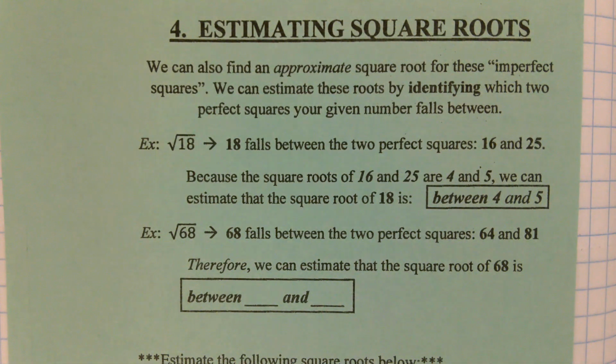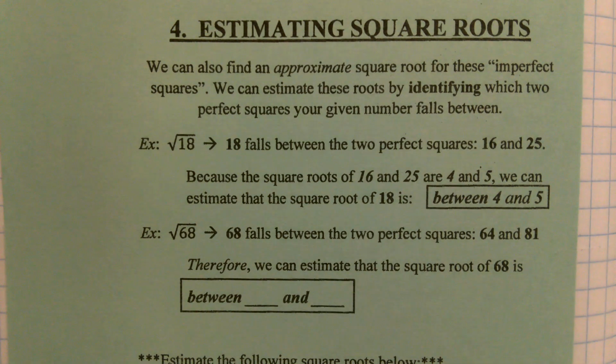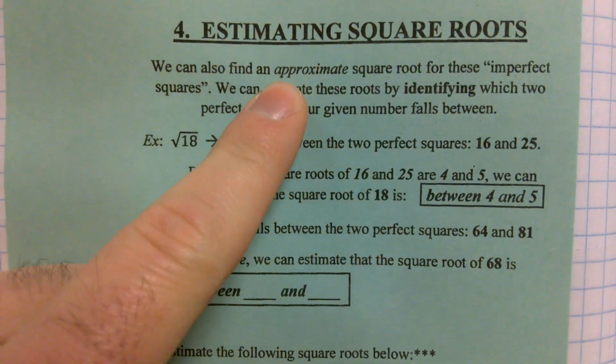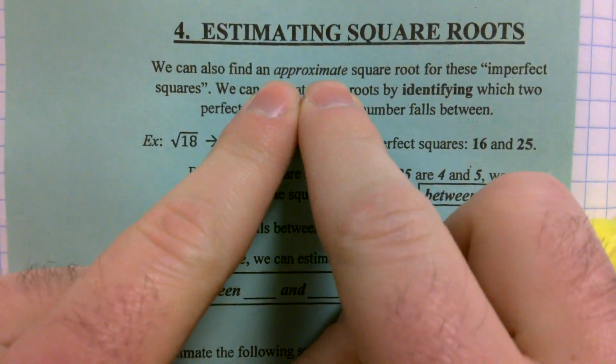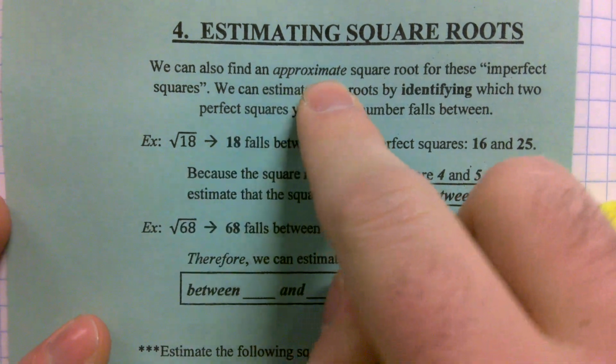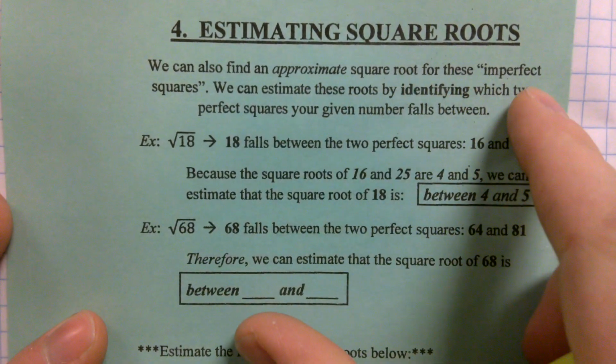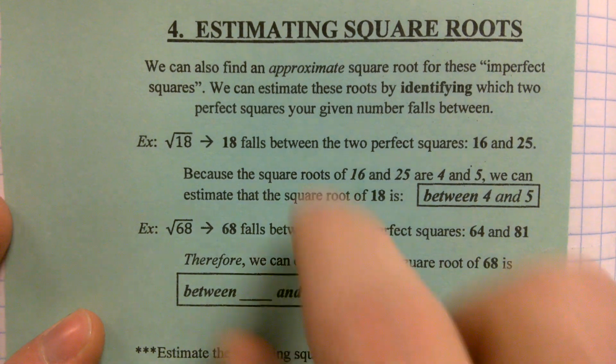Like if I said, what's the square root of 25? We don't need to estimate because we know that it's 5, right? It's a perfect square. But if I said, what's the square root of 26? That wouldn't be a perfect square. We'd have to kind of estimate what that's going to be. So we can find an approximate, which means kind of close to or almost, an approximate square root for these imperfect squares, as I like to call them.